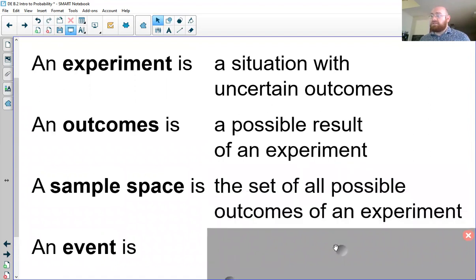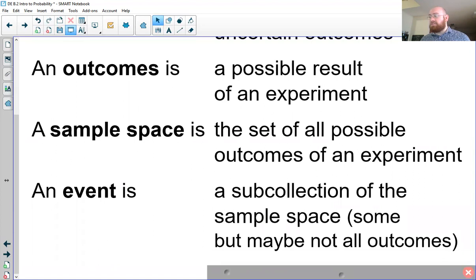So for the experiment of flipping a coin, the possible outcomes are heads or tails. A sample space is the set of all possible outcomes of an experiment. So the set of heads and tails is the sample space for flipping a coin. And an event is a subcollection of the sample space, which is some, but maybe not all outcomes. So getting heads would be an event within that sample space of heads or tails. An event can be the entire sample space. So we could have an event getting either heads or tails. That isn't a particularly interesting event. We know one of those 2 things is going to happen, but it still is a valid event.